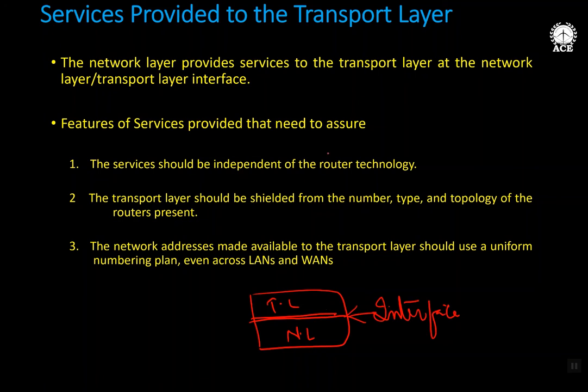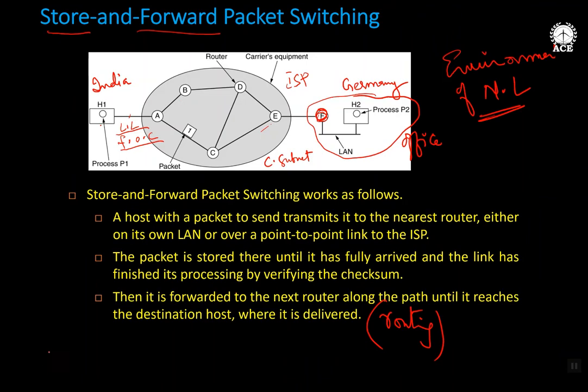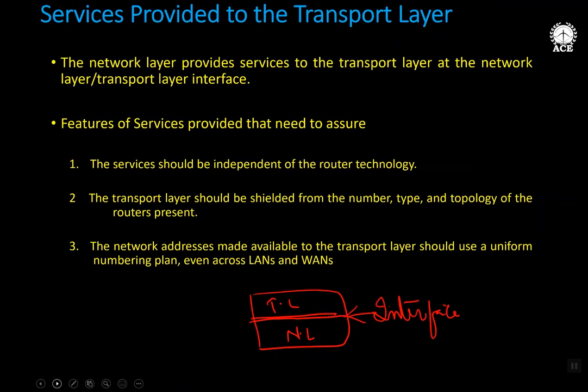The services should be independent of the router technology. The transport layer should not bother which routers are being used. Is it using a Cisco router, a D-Link router, or maybe other routers? It should be independent of the router technology. The transport layer does not care whether the network layer uses this brand of router or that brand of router.